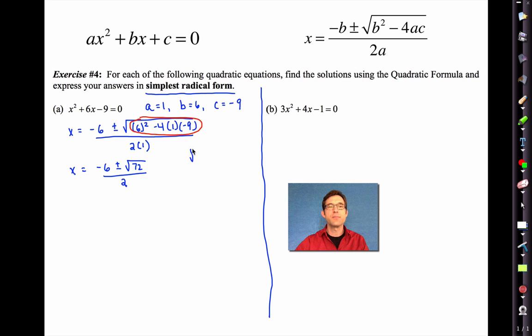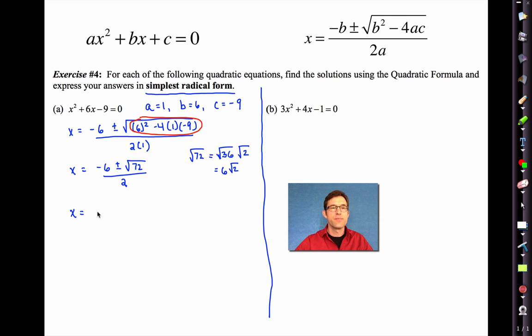Now, of course, we want to simplify the square root of 72. So we want to look for the biggest perfect square that goes into 72. Certainly 9 goes into 72, but it's not the largest perfect square. The biggest one that goes into 72 is actually 36. Right? So we can break up root 72 as root 36 times root 2. So that's going to be 6 root 2.